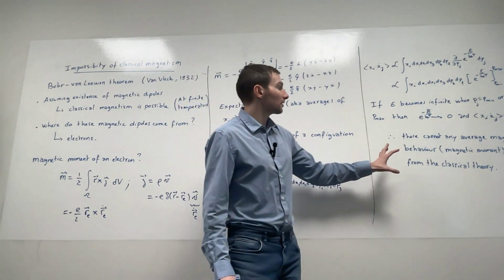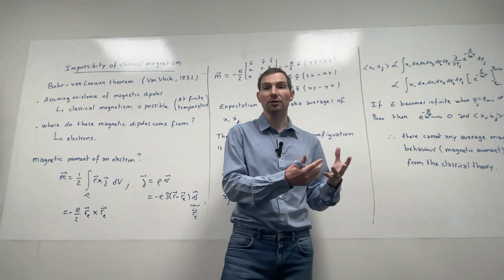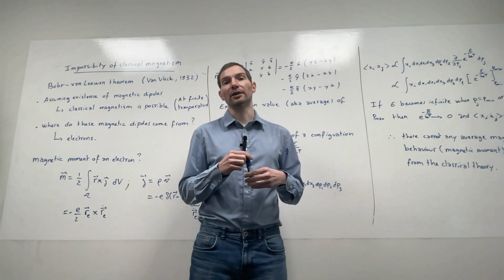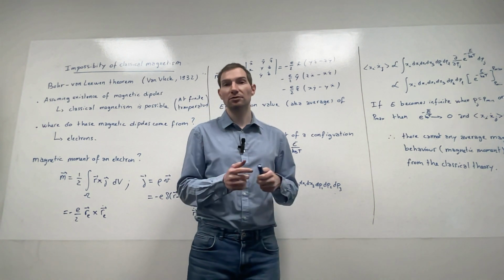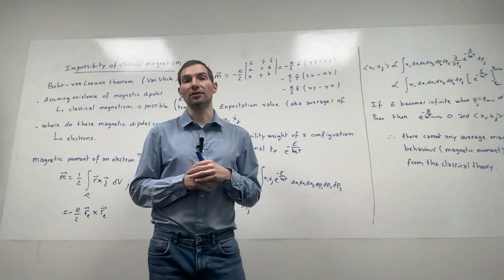So basically that's it. Now the solution, at least the current solution being put forward, is that you need quantum mechanics to actually get any form of magnetism. There are various reasons why that's the case, but we'll discuss that in another video.